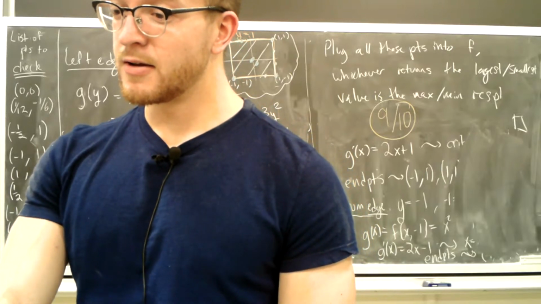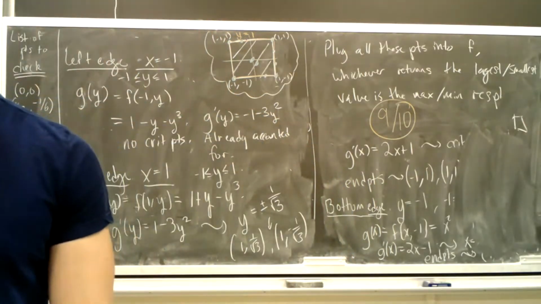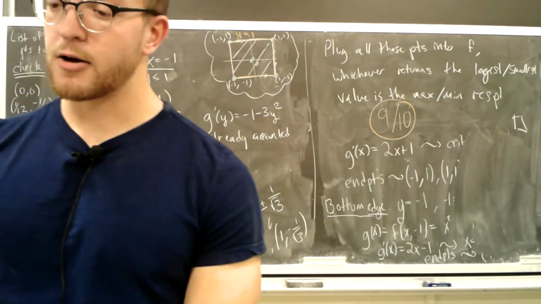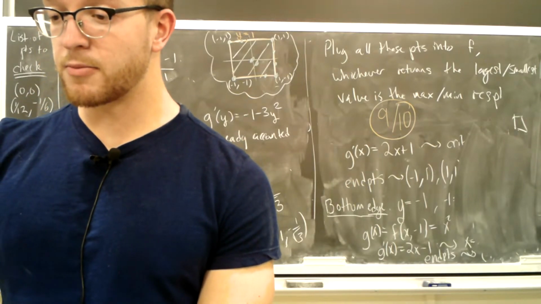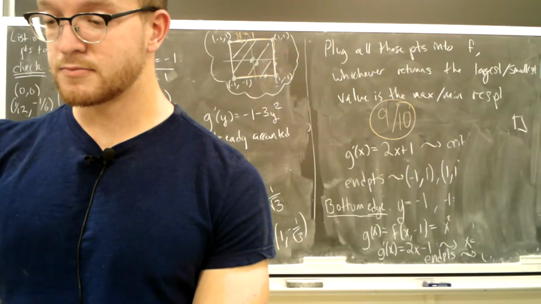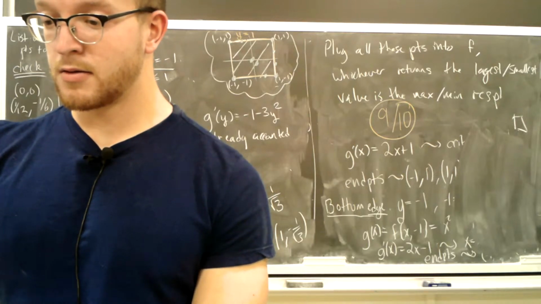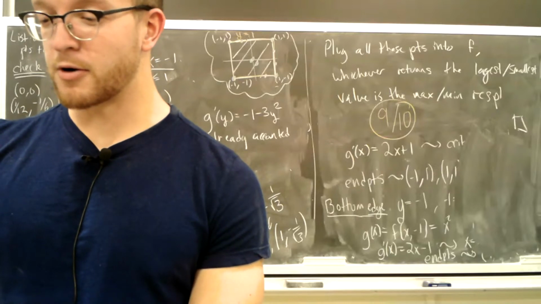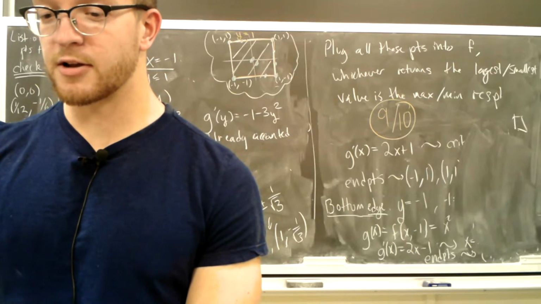Let's see. Okay, I need to scroll back a bit. Are all the points either global or local maxes or mins, or could they be saddle points? Yeah, critical points could be saddle points. That could definitely happen. Yeah, we can do a circle. I'll do a circle problem tomorrow, maybe, or later tonight if I'm still going strong.